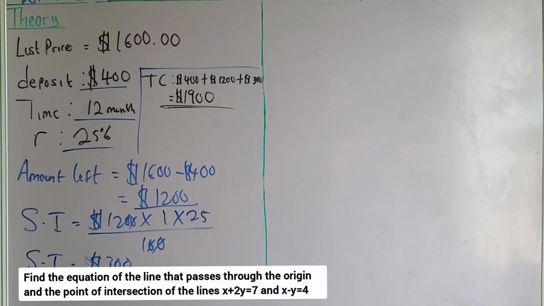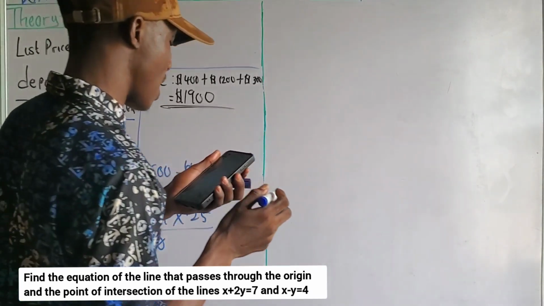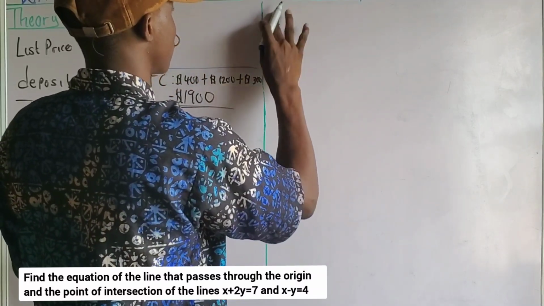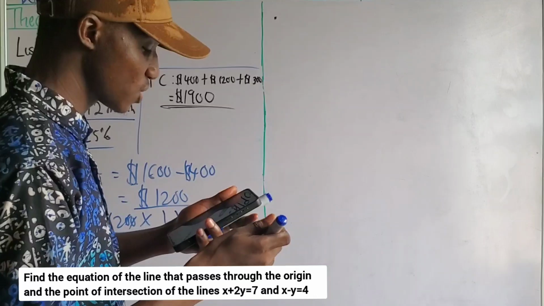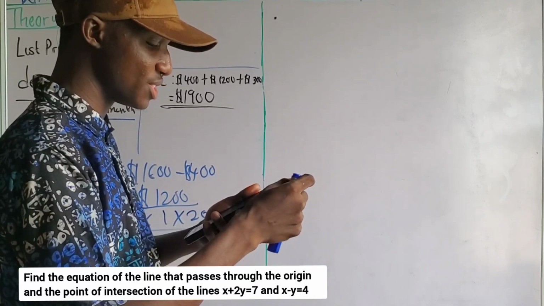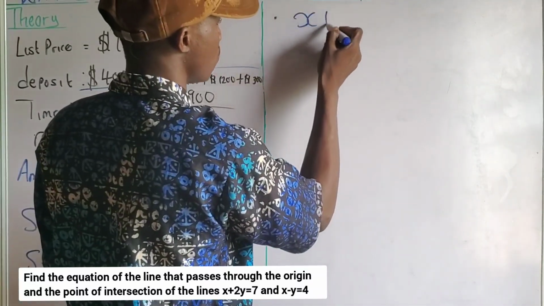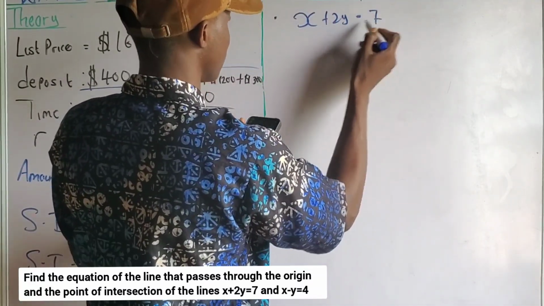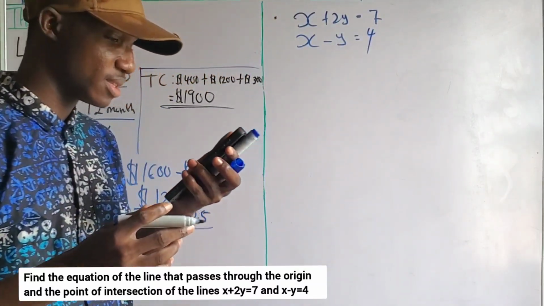Find the equation of the line that passes through the origin and the point of intersection of the lines x plus 2y equals 7 and x minus y equals 4. That is the 11th question. We are asked to find the equation of the line that passes through the origin and the point of intersection of the lines. We are given x plus 2y equals 7 and x minus y equals 4.